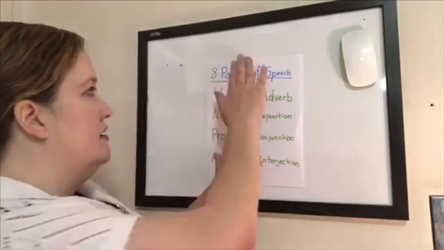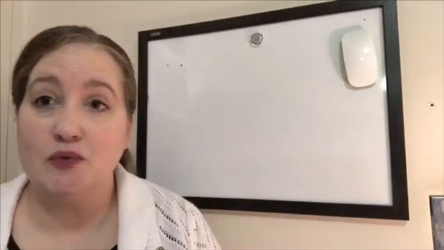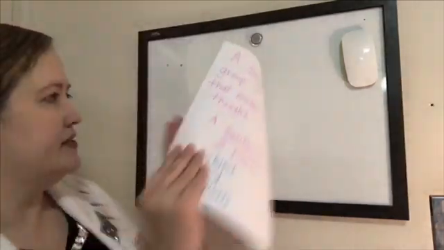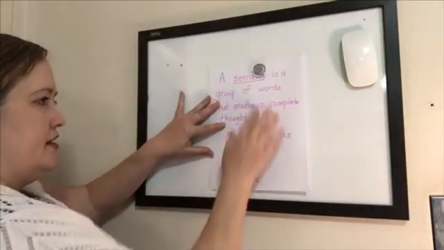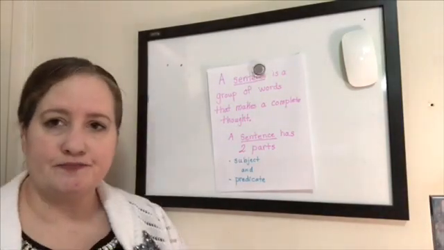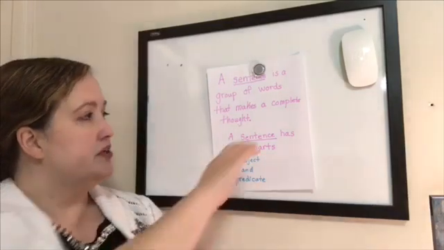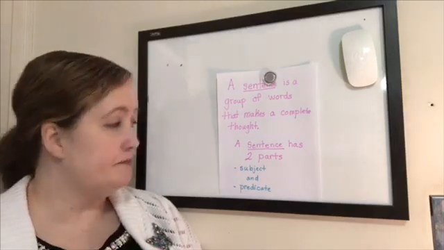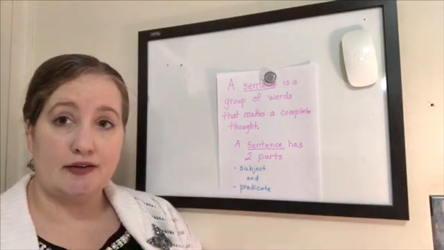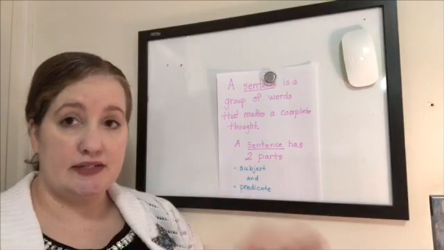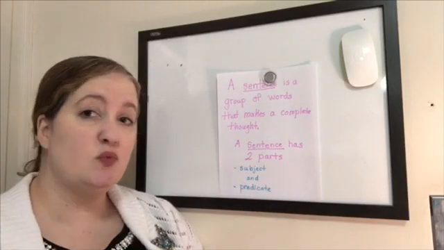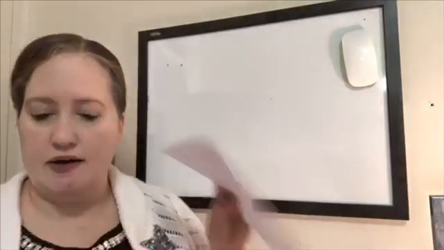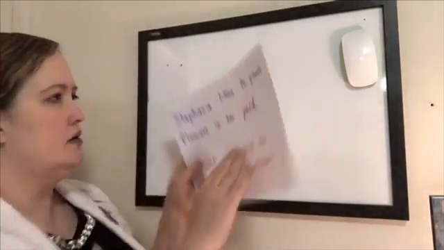But today, we're going to start with what a sentence is, and we've reviewed that plenty of times. A sentence is a group of words that make a complete thought. A sentence has a subject and a predicate. The subject is what the sentence is about, and the predicate is what the subject did. Very easy. And I've written out some sentences that we're going to talk about right here.